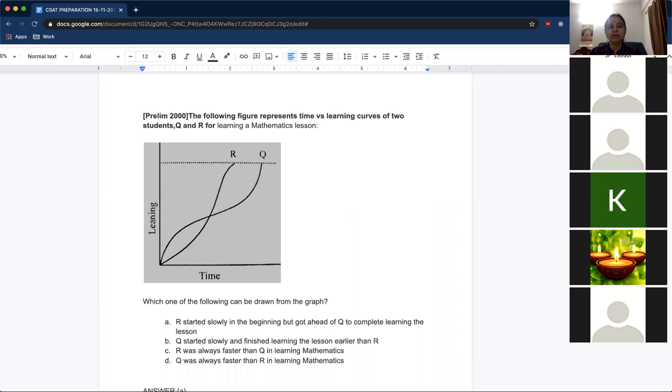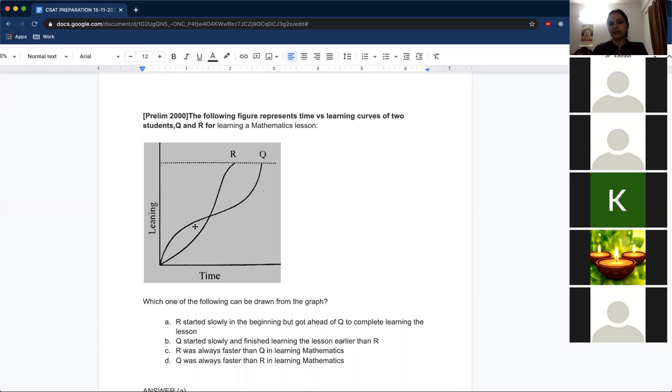Initially, R started slowly in the beginning, but went ahead of Q to complete learning the lesson. Q started slowly and finished learning the lesson earlier than R. R was always faster than Q in learning mathematics. Q was always faster than R. See, none of them were always faster. R was slower at one pace. Slow means this curve is going down with the time.